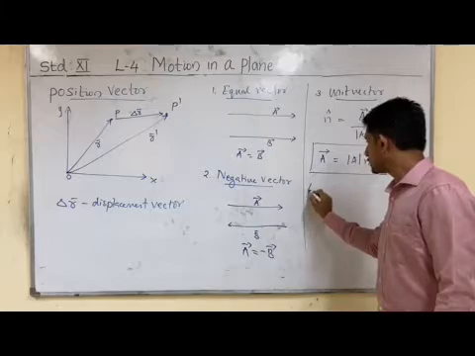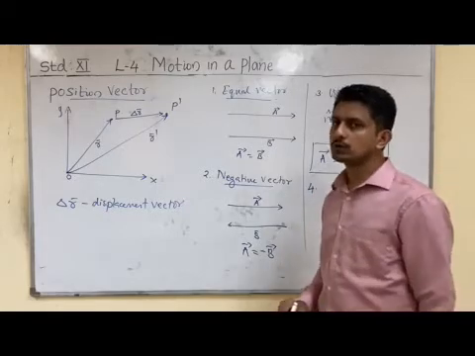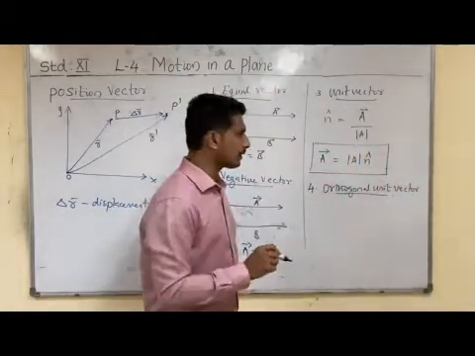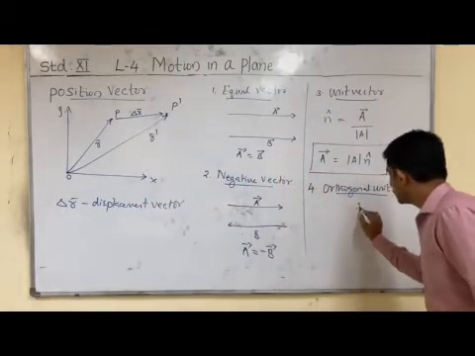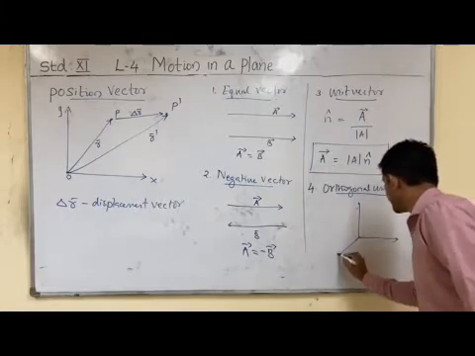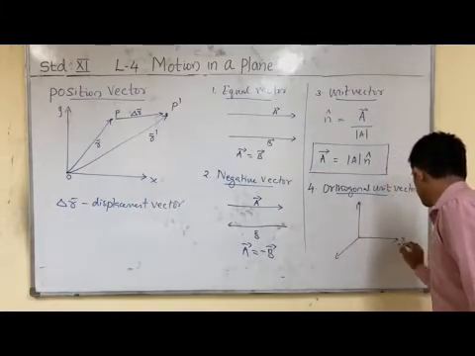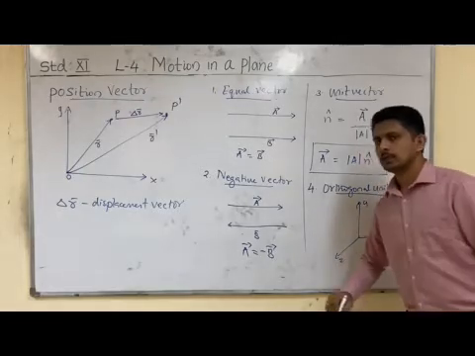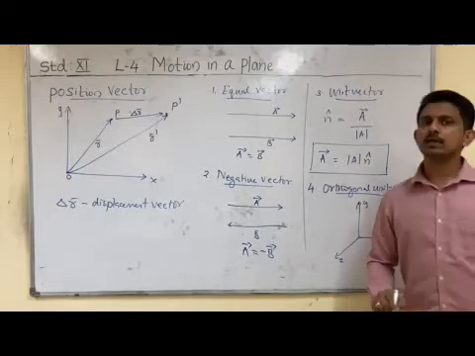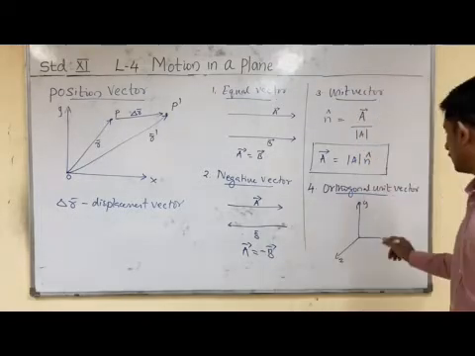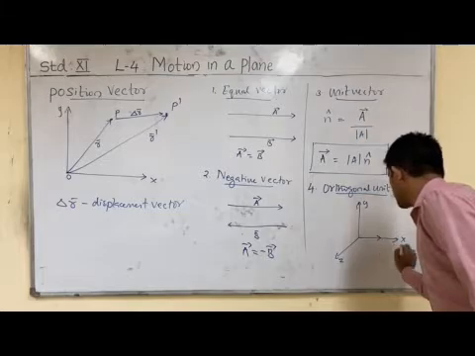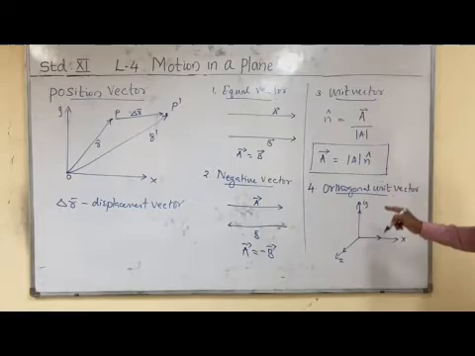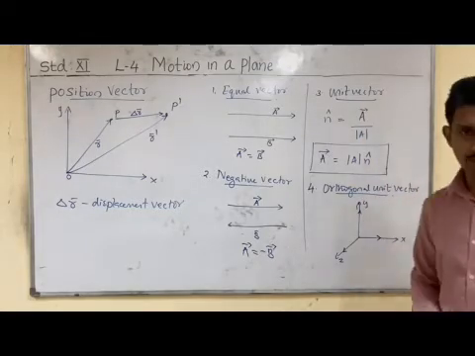Now we are considering another type of vector that is known as orthogonal unit vectors. You know, when we are considering a coordinate system, we know that there is an x-axis, y-axis and z-axis. The unit vectors which are representing the x, y and z directions are usually known as orthogonal unit vectors.